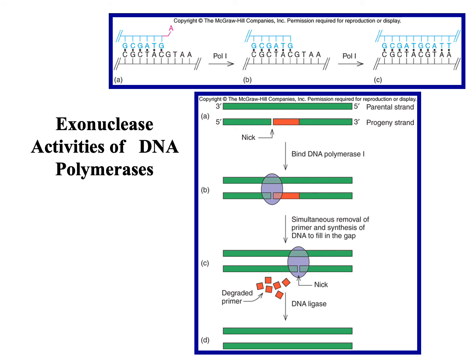That can be recognized by the enzyme as a distortion. There's no base pairing that's occurring, so the wrong nucleotide got added in. And what it can do is cut that nucleotide out. So 3' to 5' exonuclease activity, cutting that nucleotide out. And now can continue with the DNA synthesis process.